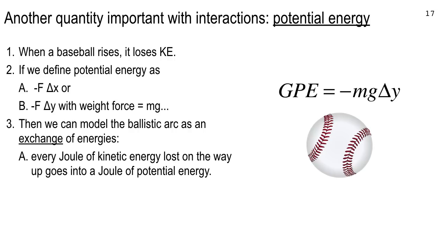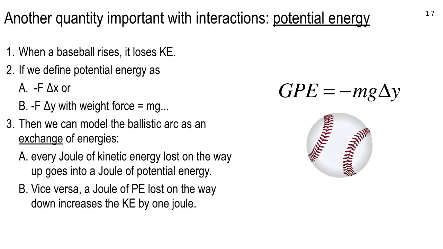on the way back down to the ground. Vice versa, a joule of potential energy lost on the way down, when your buddy releases it from the roof of the library, every joule of minus mg delta y that he loses goes into kinetic energy. And because that is true, we say that the total energy of a physical system is constant. The total mechanical energy is conserved.